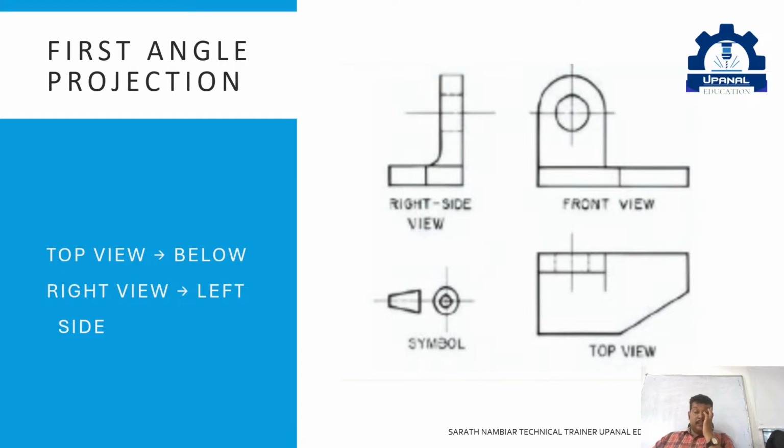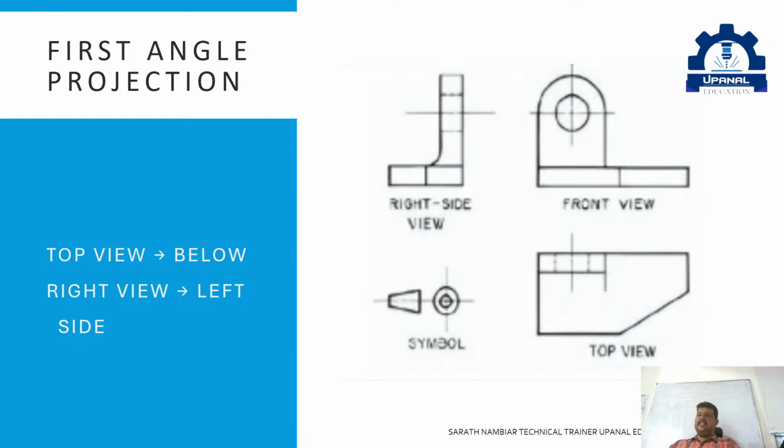Now, let's understand first angle projection slowly. Here you can see the image itself. The top view comes below the front view, and the right view comes on the left side. So in this method, the first angle projection, the arrangement is opposite to what we expect. The top view will be placed below the front view. The right side view is placed on the left side. So everything feels a little reversed.